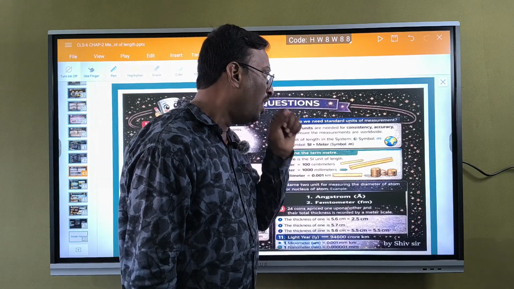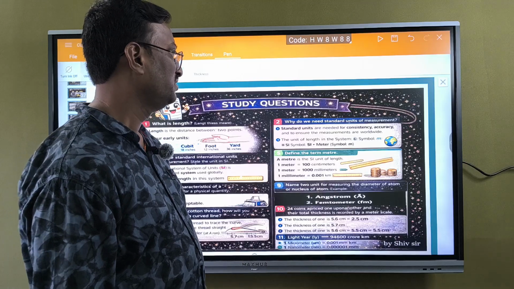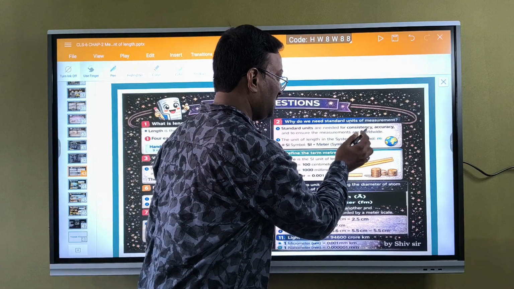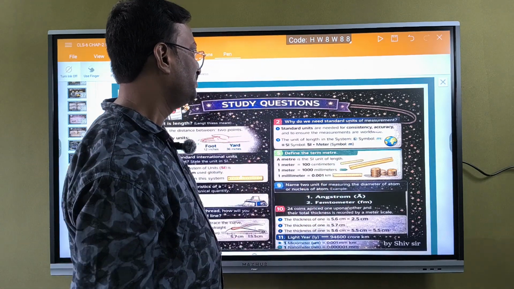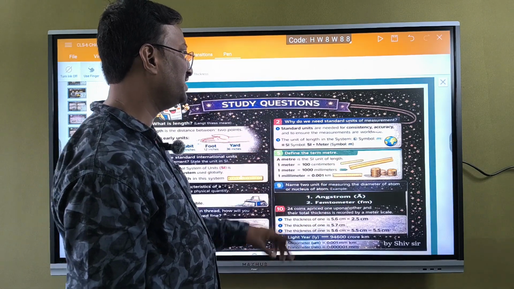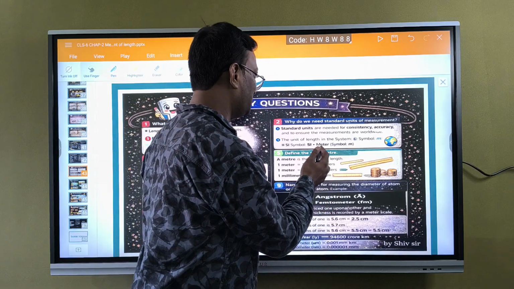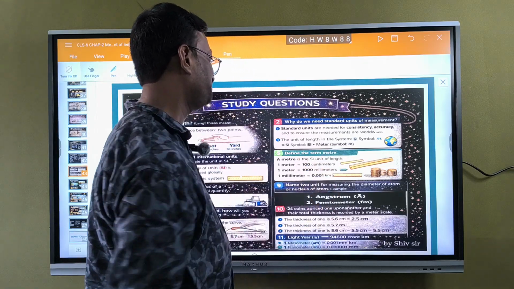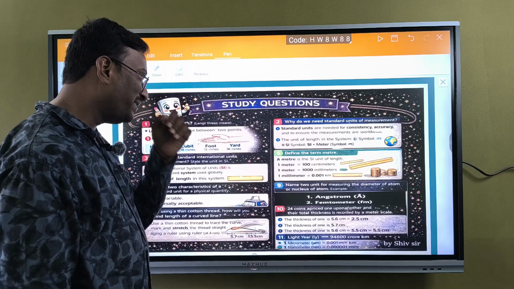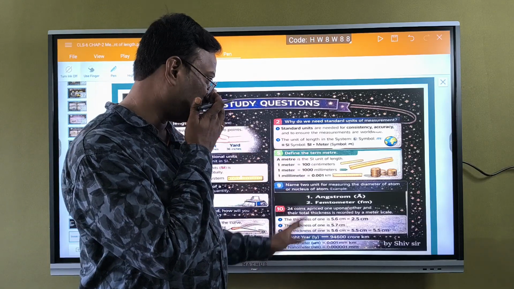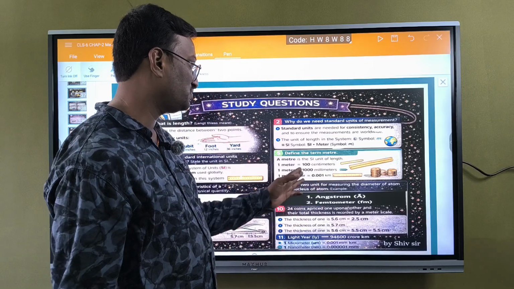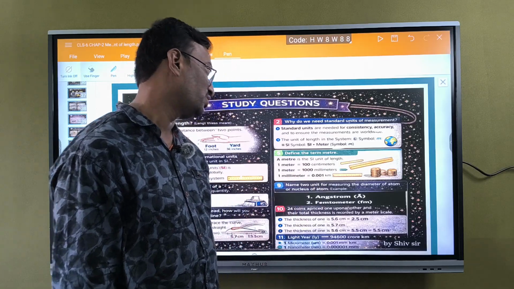Why do we need standard units of measurement? Because of consistency, accuracy, and acceptance all over the world. The unit of length in the SI system is the meter, and the symbol is m. Define the term meter. In the SI system, 1 meter is equal to 100 centimeters, 1 meter is equal to 1000 millimeters, and 1 millimeter is equal to 0.001 meters.